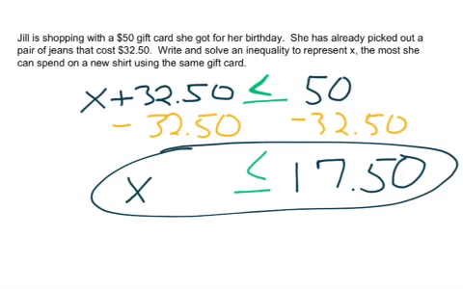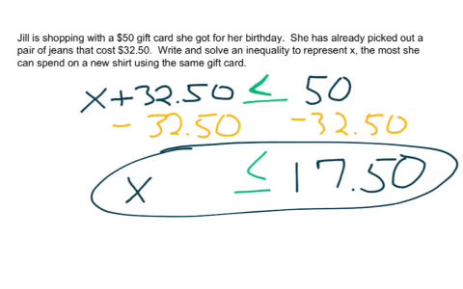So that represents x, the most amount that she could spend on a sweater or on a shirt or something else to go with the jeans that she's already purchased for $32.50. $17.50 and $32.50 we total $50 gift card. Now again, I know there's tax involved, but we're just using this as an example.